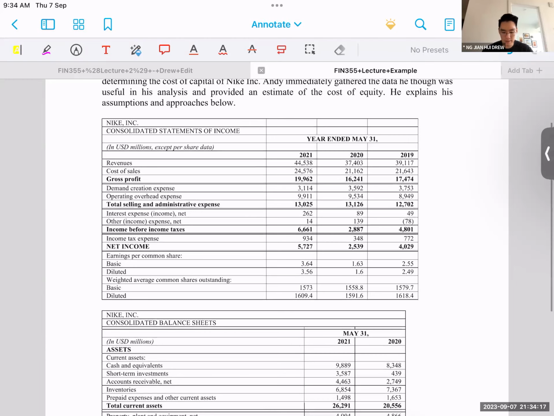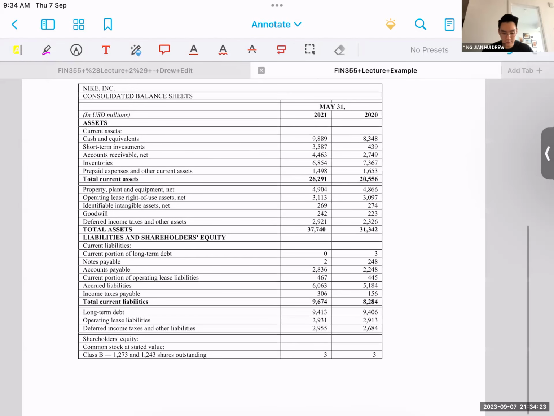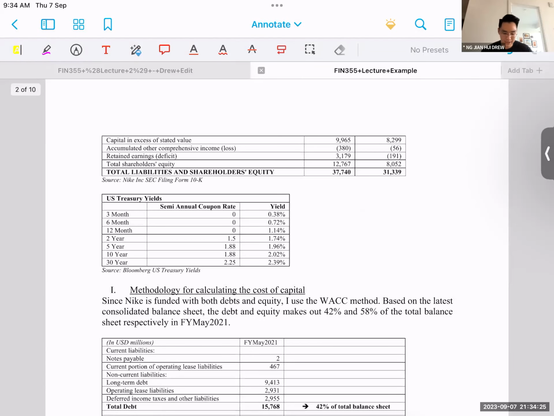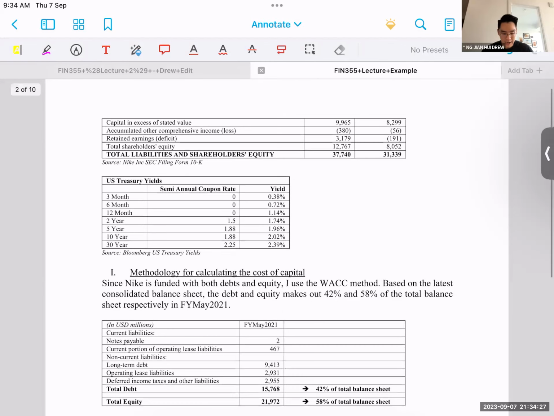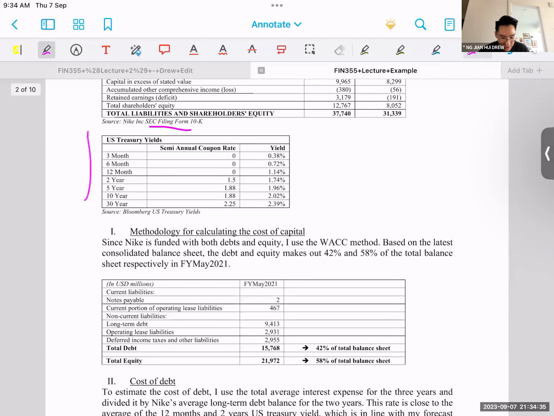So the question is quite nice. They provide you the balance sheet and P&L. Okay, fine, that's not so important. It's important, but it's just fine. It's provided by the SEC. Something to take note of: the treasury yield here. Interesting, they provide various treasury yields.